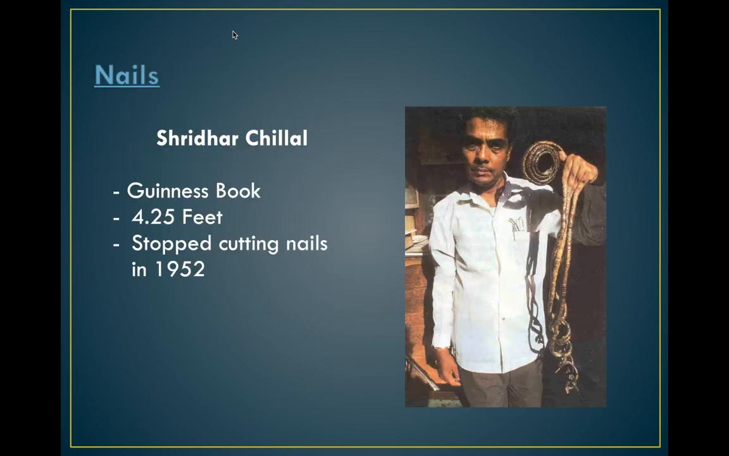This is just a fun fact. This is the Guinness Book of World Records for the guy that has the longest nails. He stopped cutting his nails in 1952, and now they're 4.25 feet long. And you'll notice that as nails grow, they actually don't grow straight forever. Because this is just keratinized protein, they will start to coil. So not exactly sure why he chose to grow his nails that long, but kind of interesting.